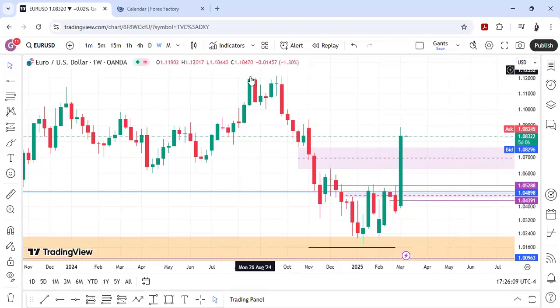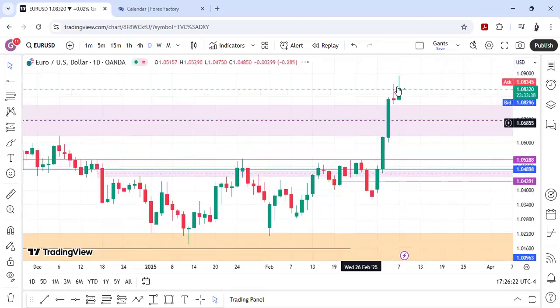Remember, we are inside the monthly order block, okay? And the mean threshold is just here. The high of this candle, that's the mean threshold for the monthly order block. Daily time frame, we had movement to the upside Monday, Tuesday, Wednesday, Thursday. We had an indecisive candle, something like an inverted hammer, and then Friday we broke above it.